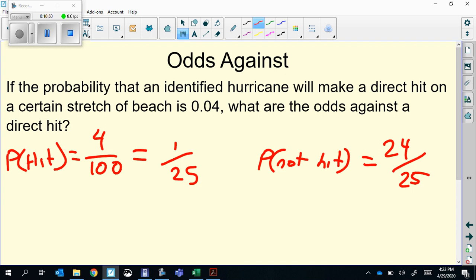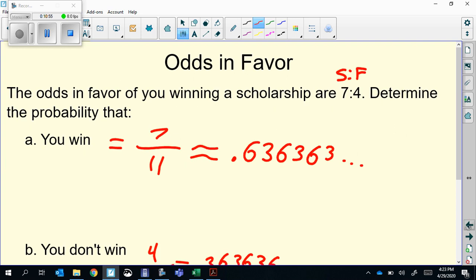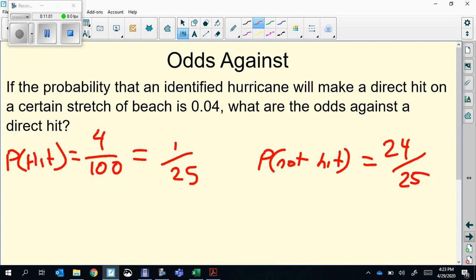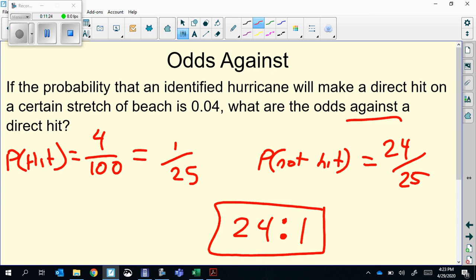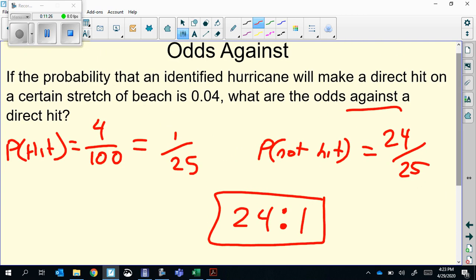So what are the odds against? Whenever we're talking for, it's success first. When we're talking against, it's failure first. So just remember, against is like a negative word, just like failure. So when it's against, it's failure first. So failure would be not a direct hit, so it's going to be 24 for not a hit, because the denominators match. And then success would be a direct hit, so it's 24 to 1 odds against a direct hit.